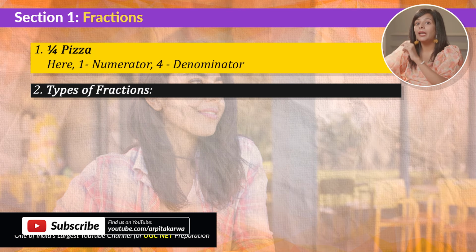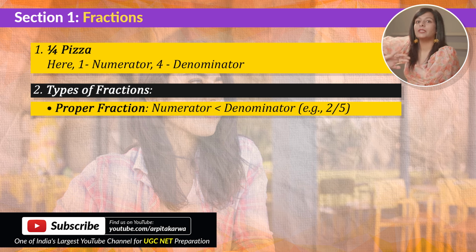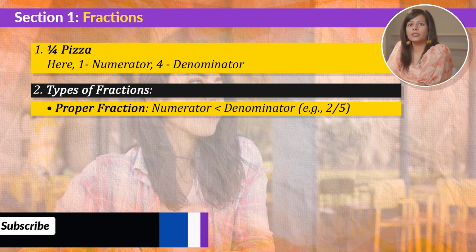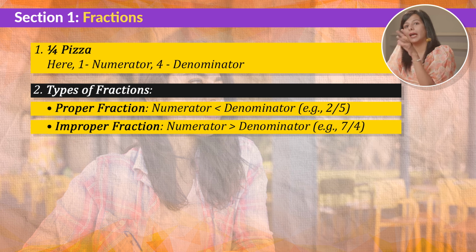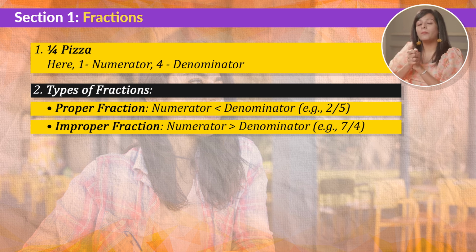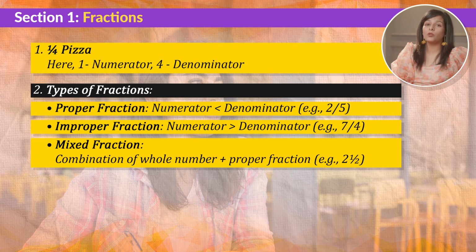Now, there are 3 types of fractions you must know. Proper fractions are those where the numerator is less than the denominator, such as 2/5. Improper fractions have the numerator greater than the denominator, like 7/4. And finally, mixed fractions combine a whole number and a proper fraction like 2 and 1/5.